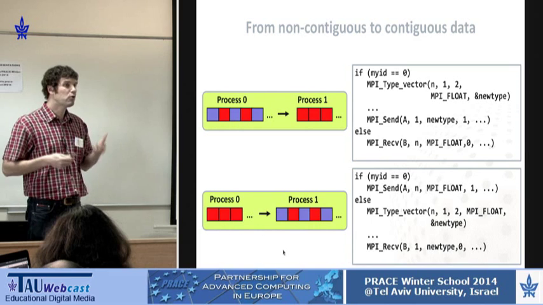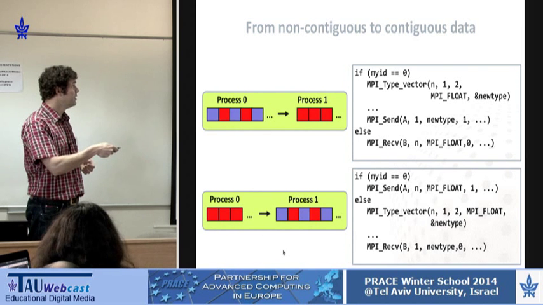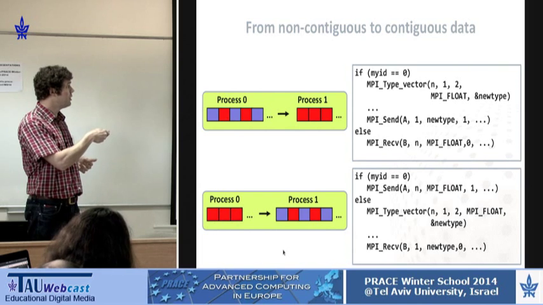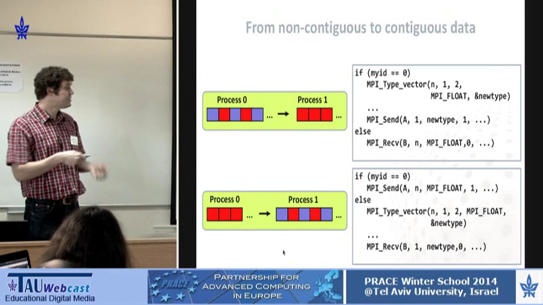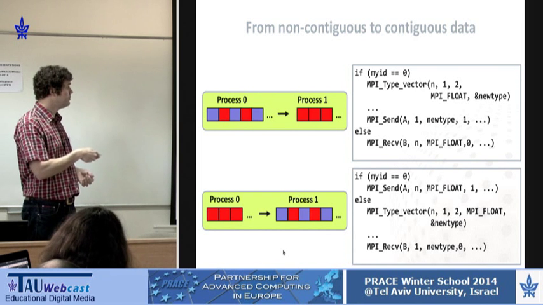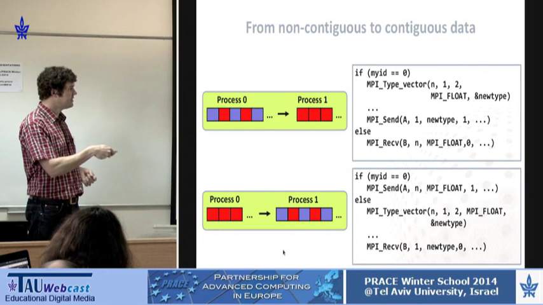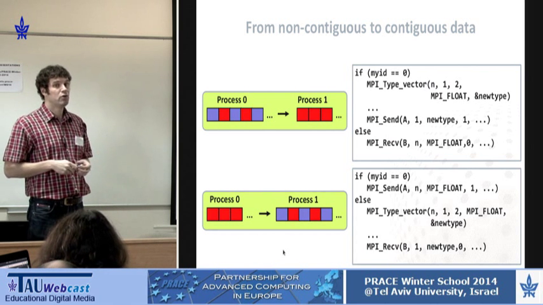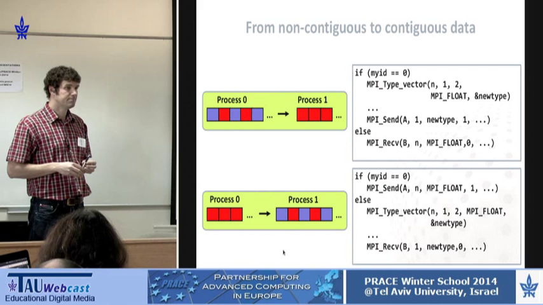It has to consist of the same basic data types. So this is MPI floats, this is MPI floats, but you can really go from non-contiguous to contiguous, or vice versa. So we can send in a contiguous manner just n elements of floats, and receive that in a non-contiguous manner if needed.